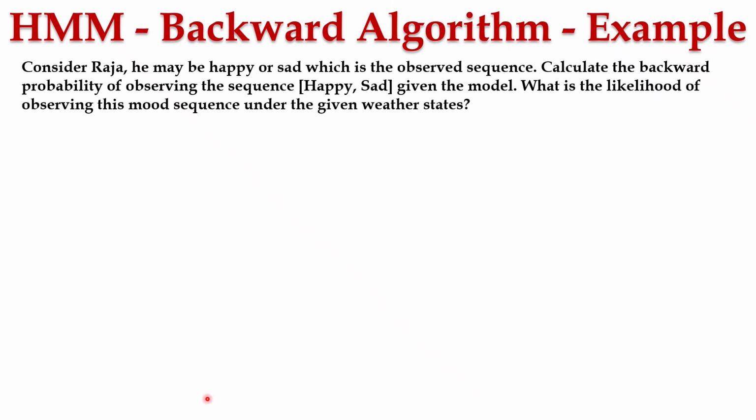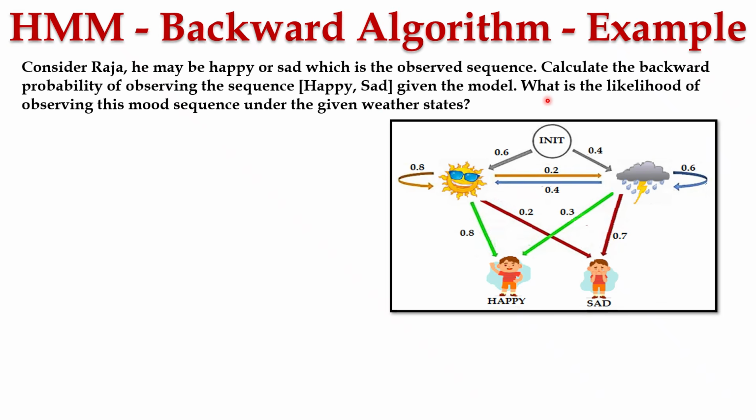Let's solve a problem using the HMM backward algorithm. Let's consider Raja. He may be happy or sad, which is the observed sequence. So we need to calculate the backward probability of observing the sequence happy to sad based on the given model. So we need to calculate the likelihood of observing this mood sequence under the given weather states.